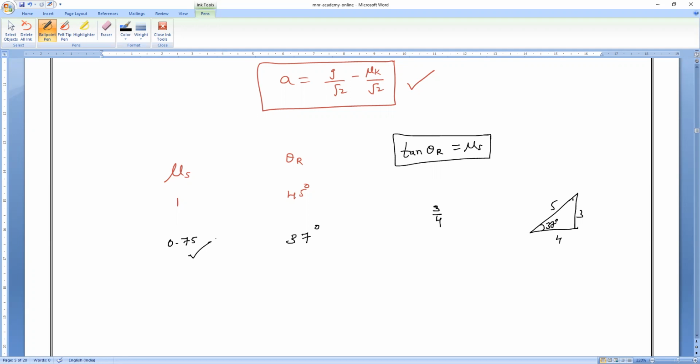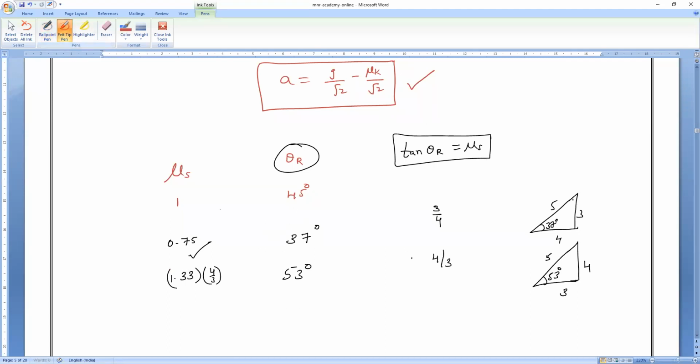Now, for example, if the angle of repose is 53 degrees, can you find mu s? In the 53 triangle, here it is 3, here 4, and here 5. So tan theta is 4 by 3. What is the mu s value? It is 1.3, that is equal to 4 by 3. Am I right or wrong? Yes, that is what you should remember.